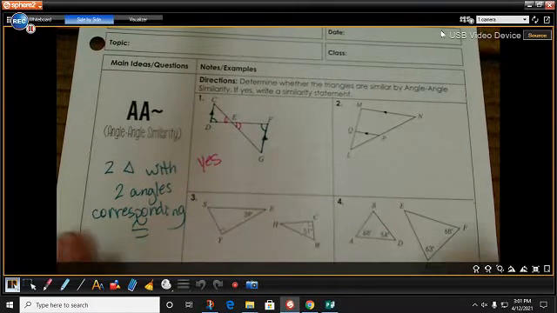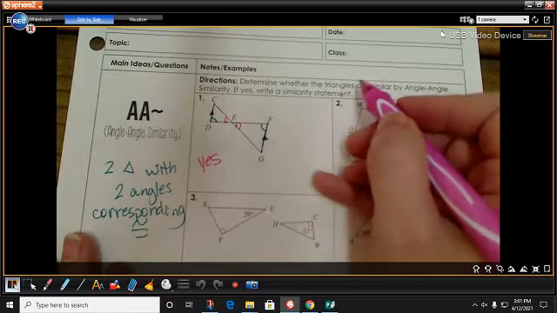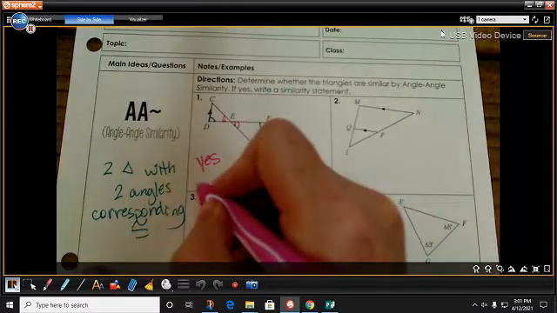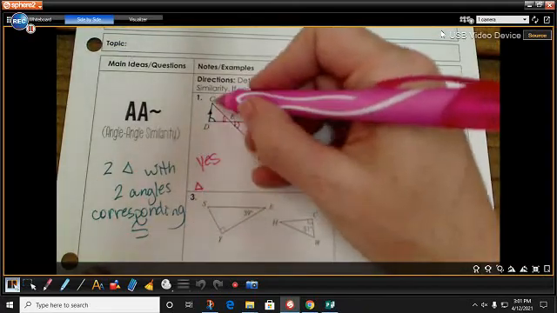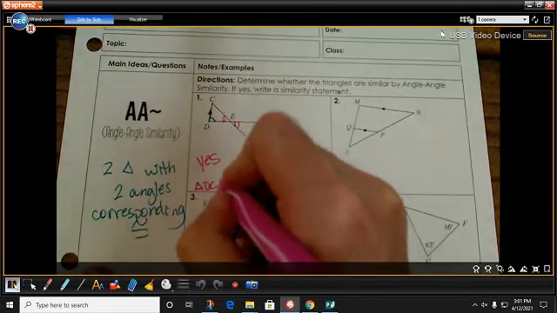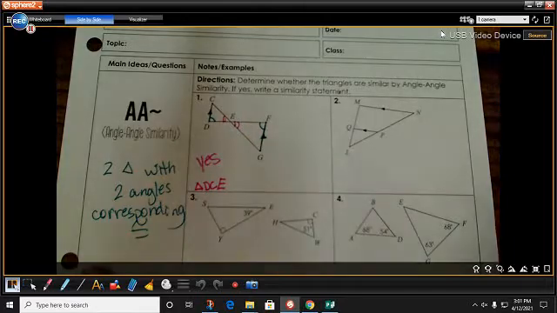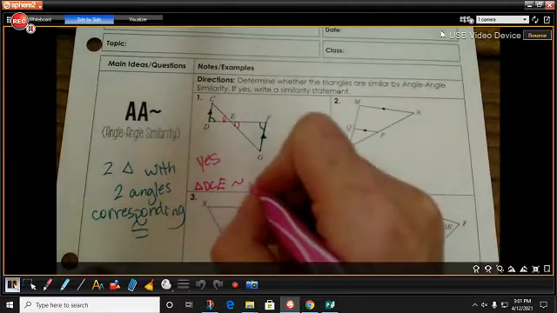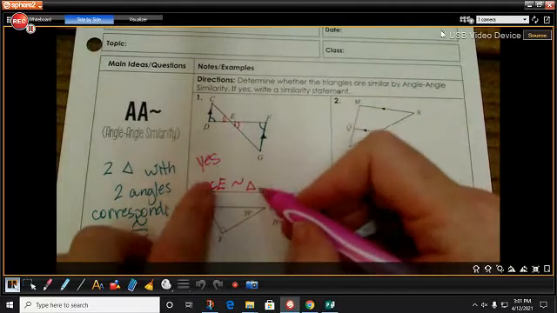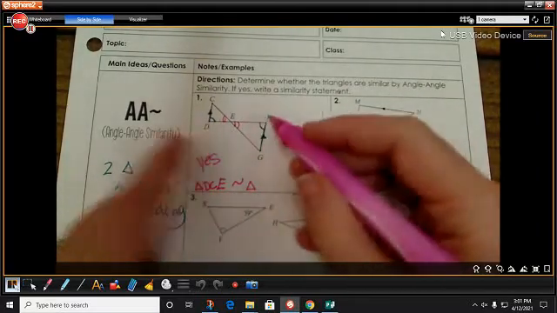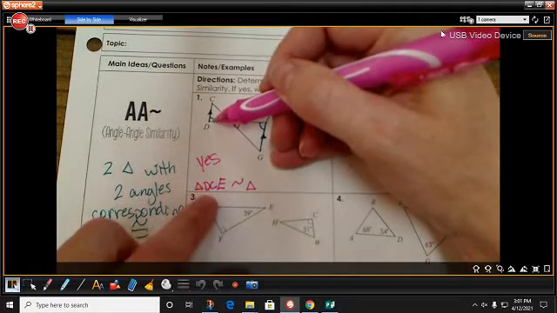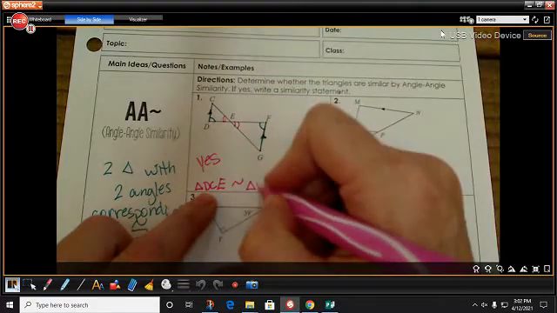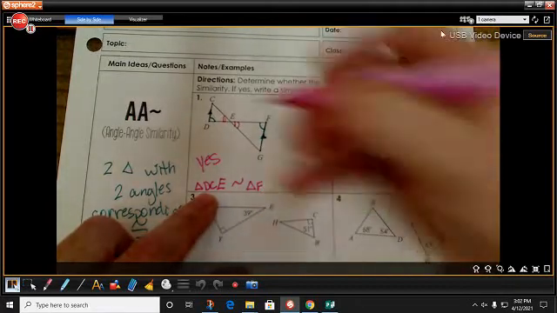Now that I know they're similar, I need to write my similarity statement. And so I'm going to start off with this triangle on the left, and I think I'll name it triangle DCE. And I'm going to say that it is similar to this other triangle. Now, when I do that, I need to make sure to name the angles corresponding. So if I started with angle D here, the congruent angle to it is F. So I need to start with F over here.